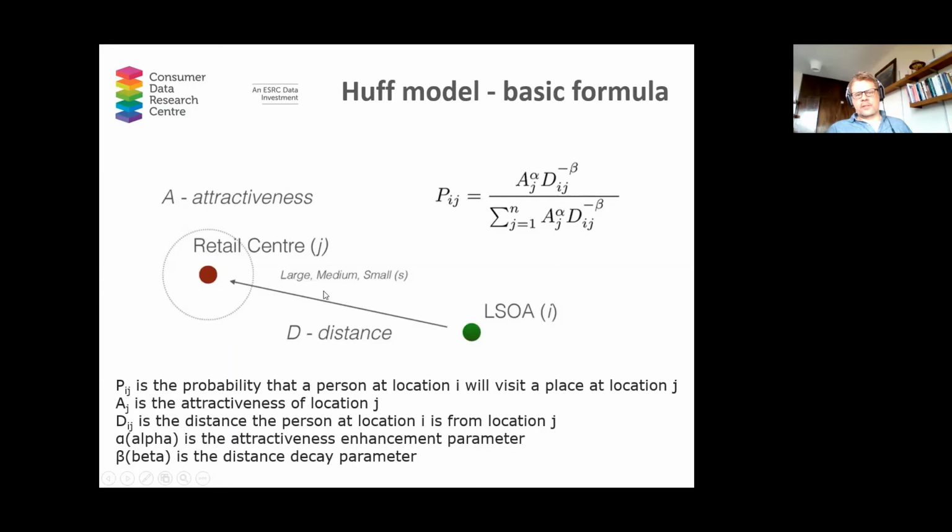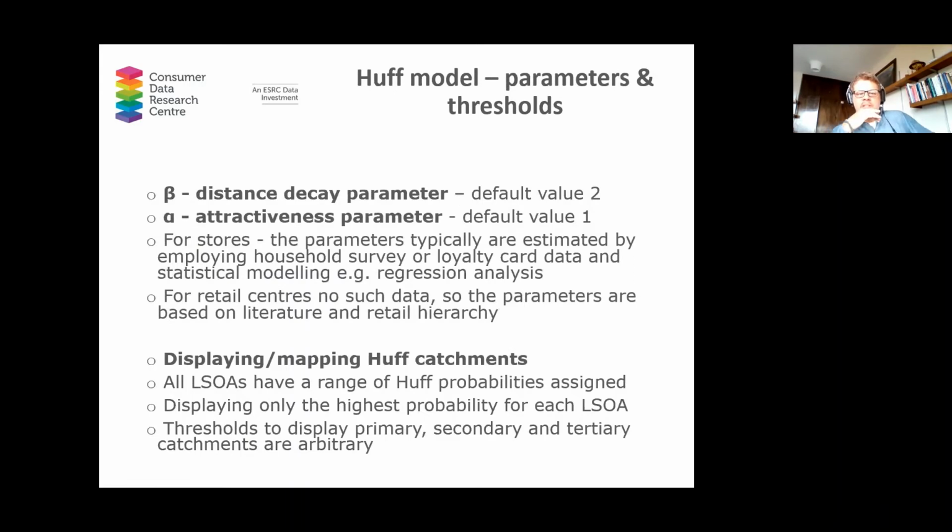That can be subdivided further into hierarchies like large, medium, small centers and so on. And then we've got a couple of parameters which we need to estimate. We've got the alpha parameter, which is an attractiveness enhancement parameter, and we've got the beta parameter as well, which is a distance decay parameter. The distance decay parameter is the most important parameter. It's an exponent, pretty much. So it's an exponential decay of the attractiveness depending on the distance. The further the retail center is, the greater the exponential decay in the actual attractiveness of that center.